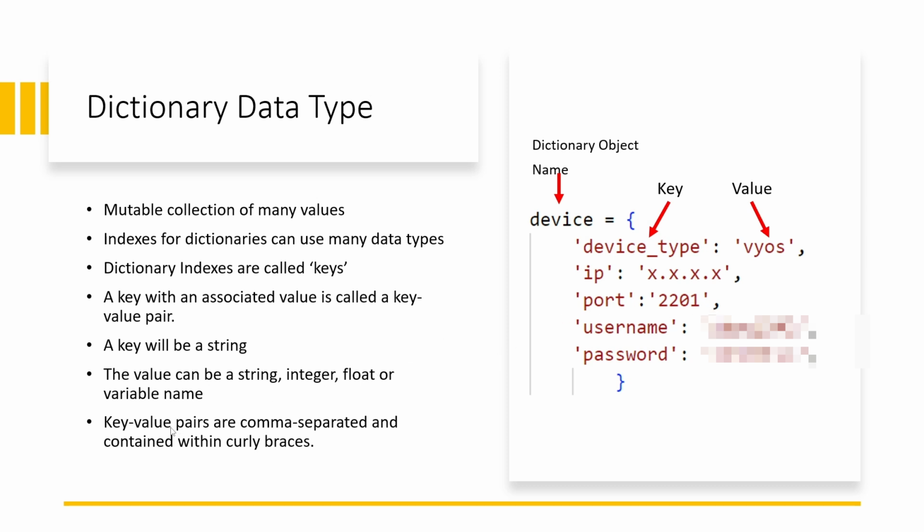Key value pairs are comma separated and contained within curly braces. So we create the dictionary object. We start with an opening curly brace. We define all the keys and their values. We put a colon between the key and the value, and we put a comma to separate each key value pair.